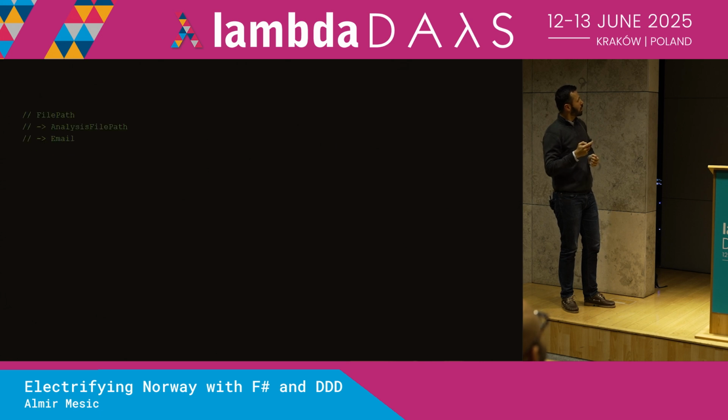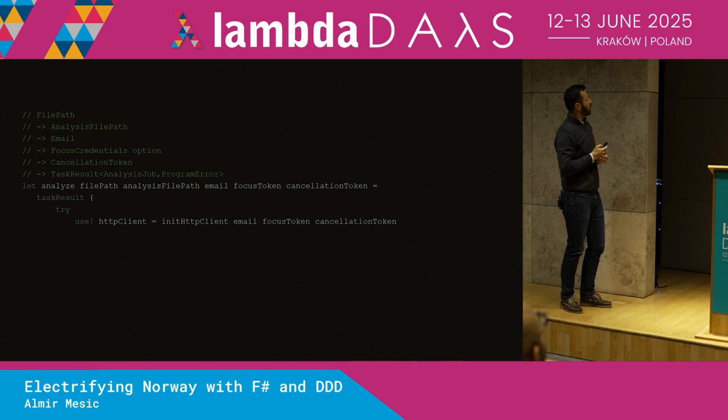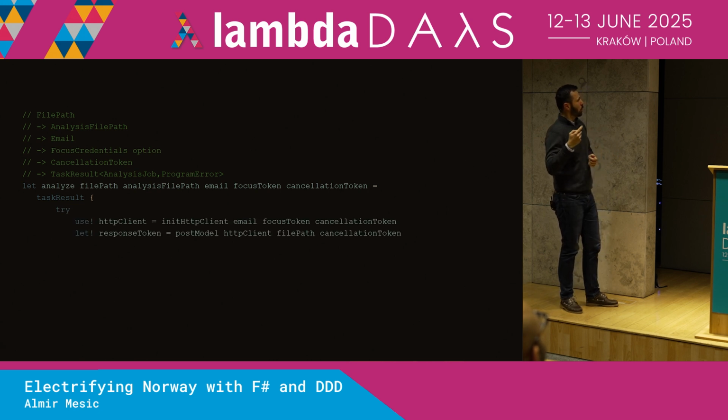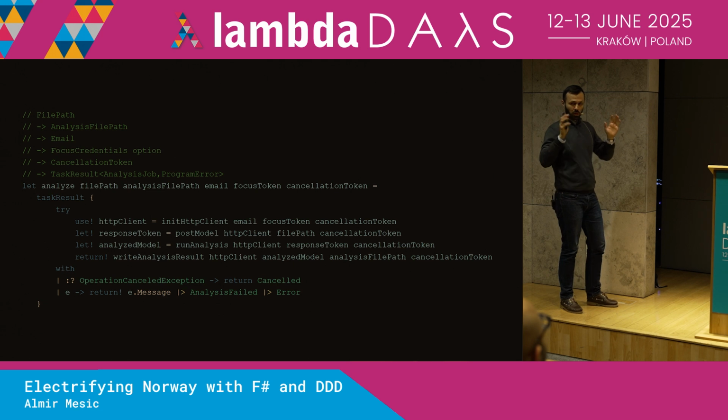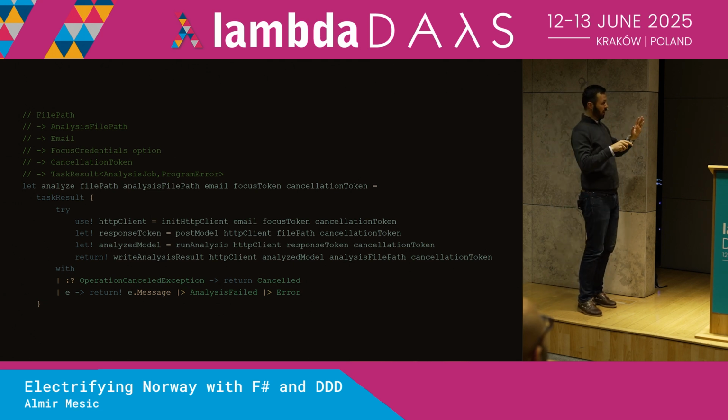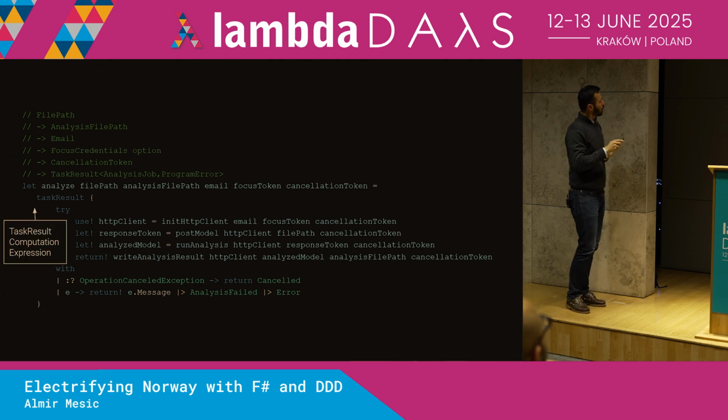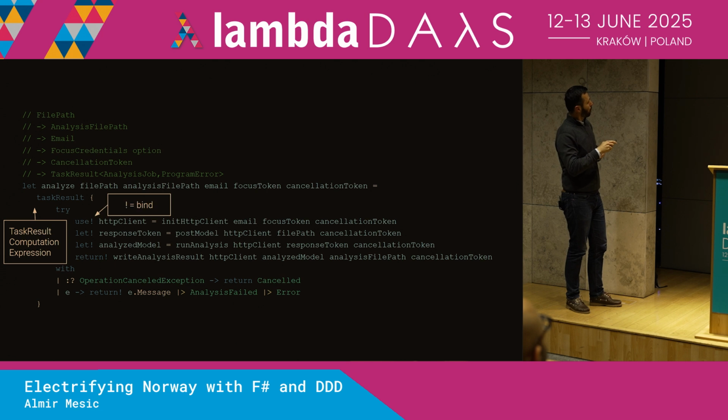So the way we use it in our context is actually when we run the analysis. We instantiate the HTTP client, we post our model, we analyze the model, and then we write the result we get back. And as you see, we wrap this in try with because we don't want to use exceptions. We only want to use strongly typed errors.